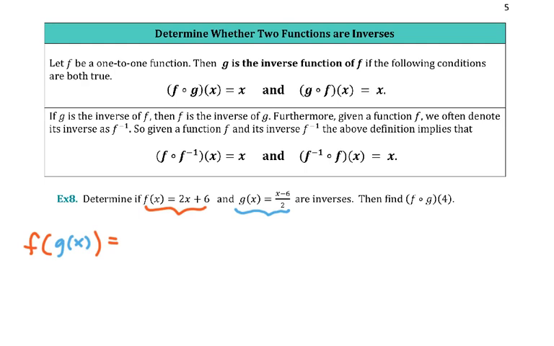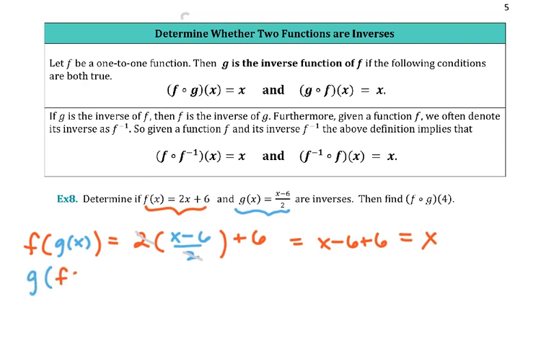So I have 2 times g of x, which is x minus 6 over 2. That's what went into my x in 2x plus 6. Looking at this, you'll notice the 2's will cancel, which leaves me with x minus 6 plus 6. The 6's cancel and we just get x. So the other direction must work as well.